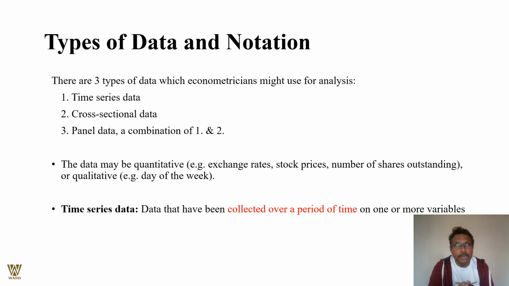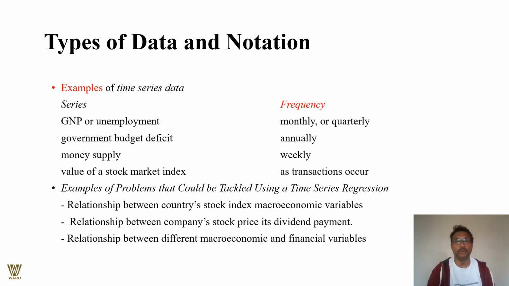So we need to understand that data is quantitative. It can be in numbers in terms of certain things, let's say the stock prices, the exchange rate, the number of shares outstanding, and so on and so forth. Three types: one is time series, one is cross-sectional, and the other one is panel data. Panel data can be a combination of both of them.